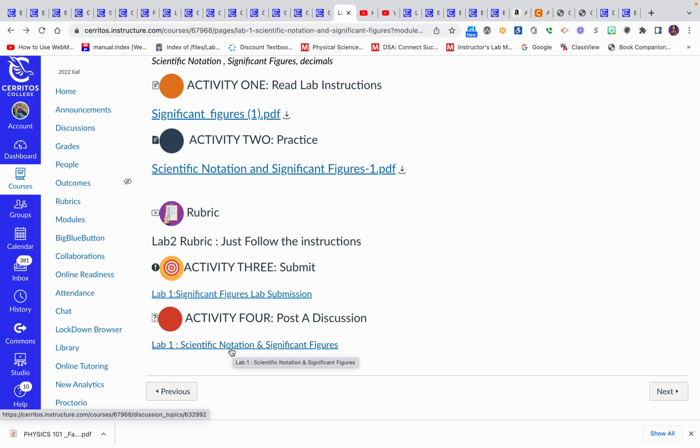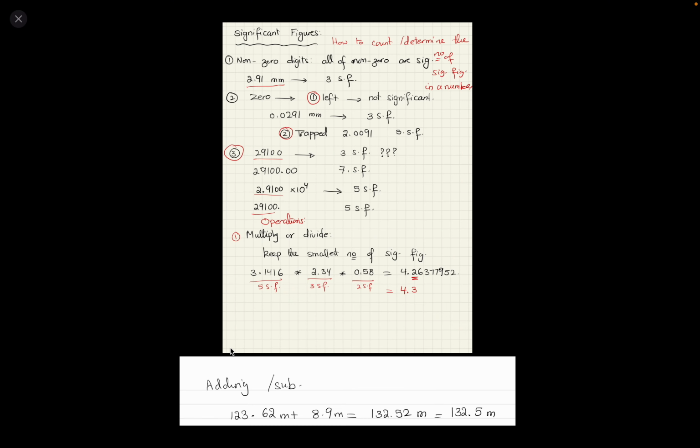Let me show you now. I'm going to mirror my iPad, because I want to explain to you what we are going to do here. I'm trying something new today.